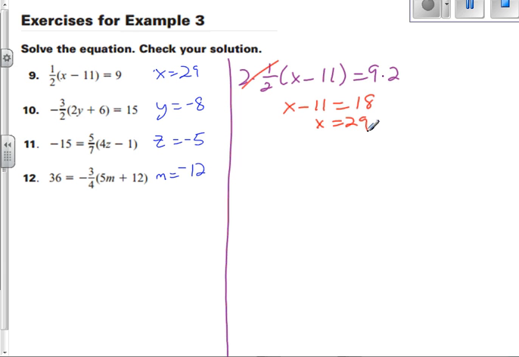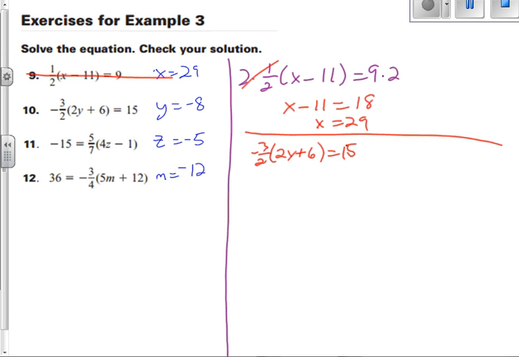Now if we look at 10. So we're looking at 10 now, we just did that one. So let's look at 10. So we have negative 3/2 times 2y plus 6 is equal to 15. All right, I am going to multiply by the reciprocal, which would be negative 2/3 on both sides.